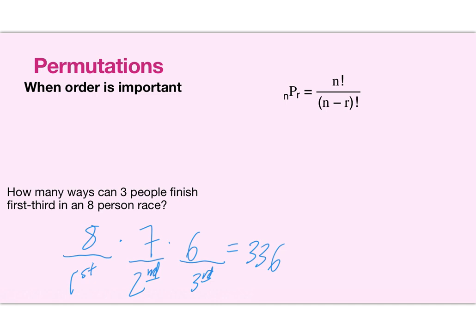All right? So what that is called, it is called a permutation. That is when the order is important. Because is first place different than third place? Yes, it is. So if the order is important, it's called a permutation.